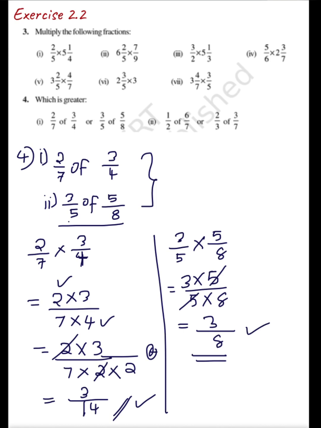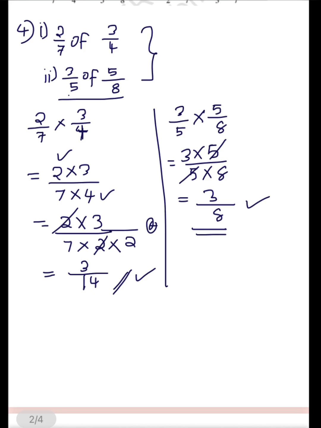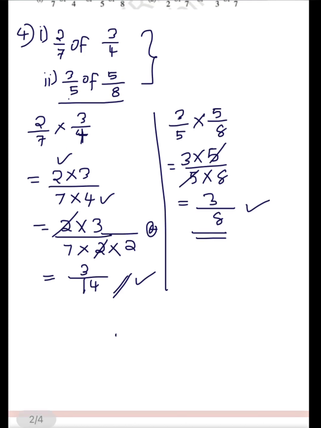So in the first case you got 3 by 14, and in the second case you got 3 by 18. And you have to determine which one is the greater one. That is our question, which is greater. Okay. So you will see that when the numerators are the same, in the first case you got the answer as 3 by 14, and in the second case you got the answer as 3 by 8.